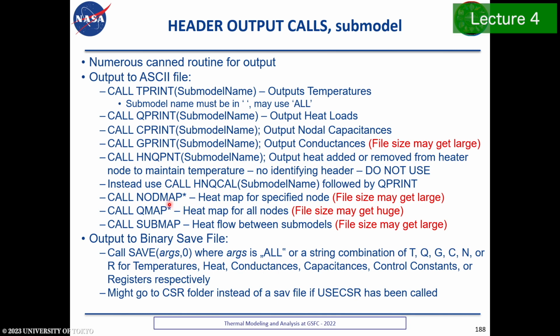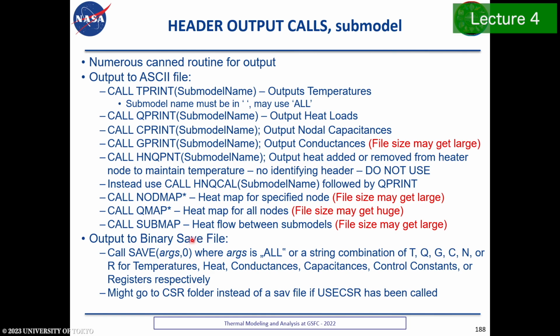Node map allows you to look at a heat flow map at a nodal level. Can get very large. QMap basically calls node map for all the nodes. That can get huge. Submap can be useful. You can look at submodels, submodel to submodel heat flows. So this is all stuff that if you're trying to look at the output files rather than trying to process it in desktop, you could use this to do it.